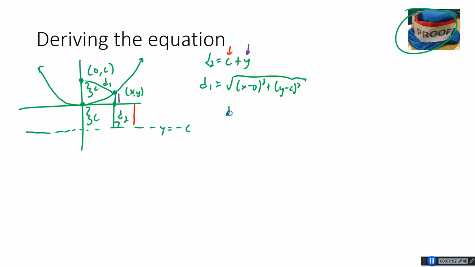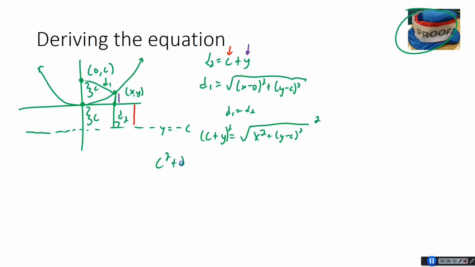So if I make D1 equal to D2, we'll have c plus y is equal to the square root, I guess I'm flipping it around, D2 equal to D1, square root of x squared plus (y minus c) squared. Now I'm going to square both sides. So square this side, square this side. I'm going to expand it out as well.